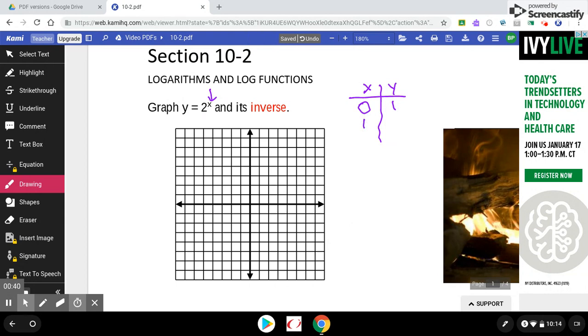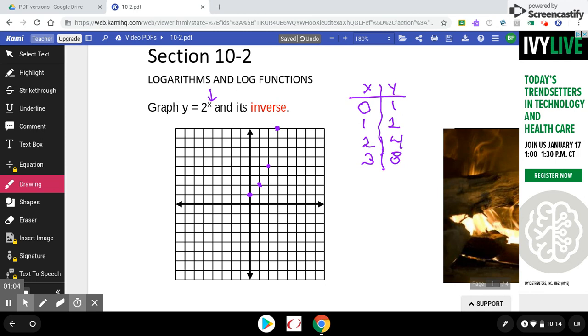I'll plug in 1. That'd be 2 to the first power. That'd be 2. If I plug in a 2, 2 squared would be 4. Going to go with the 3. Plug that guy in. That'd be 8. So let me graph some of these guys. So we got a 0, 1. We get a 1, 2. We got a 2, 4. And we got a 3, 8.